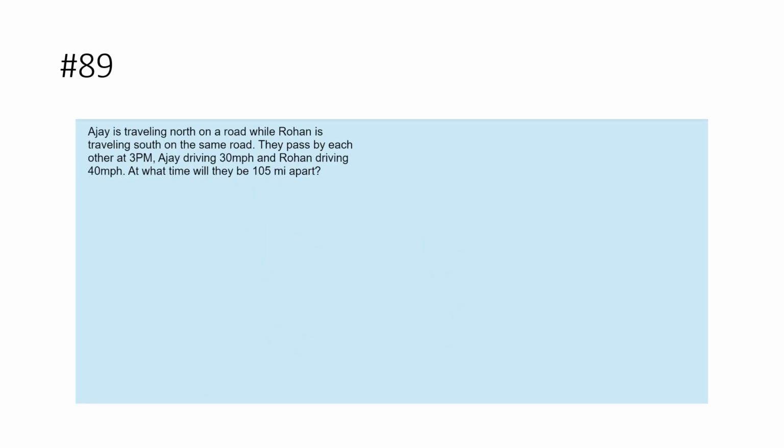AJ is traveling north on a road while Rohan is traveling south on the same road. They pass by each other at 3 p.m., AJ driving 30 miles per hour and Rohan driving 40 miles per hour. At what time will they be 105 miles apart? So we can draw a little drawing here. This is where they cross each other, which is at 3 p.m.